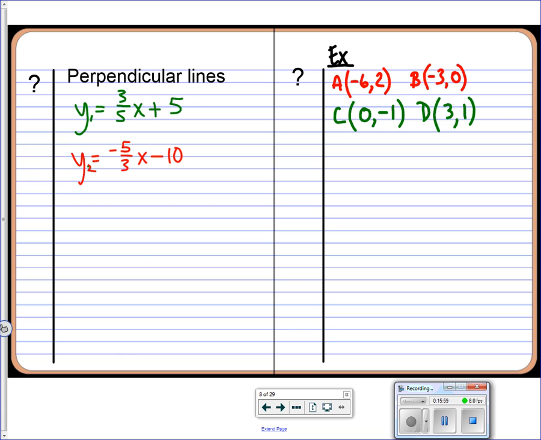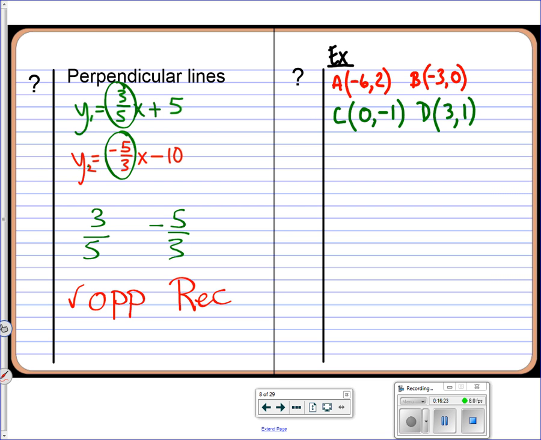Now I have to ask, are these two lines perpendicular, looking over to the left? I could care less about anything other than this number and this number. I'm just going to look at those numbers, 3/5 and -5/3, and I'm looking to see if those are opposite reciprocals. Well, first of all, it meets the opposite part because one's positive and one's negative. Do they meet the reciprocal part? Well, yeah, because it's 3/5 and the other one's 5/3. So that meets. So yes, these two lines are perpendicular.